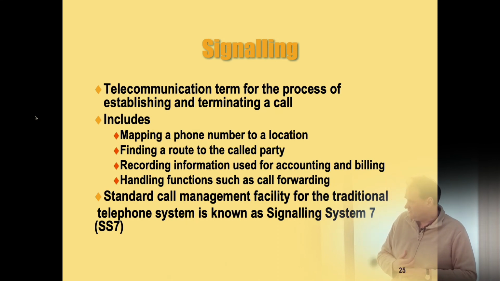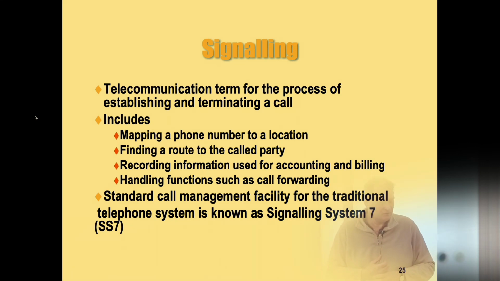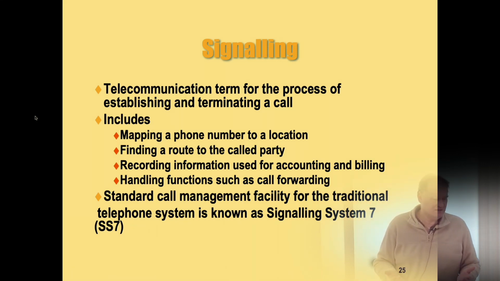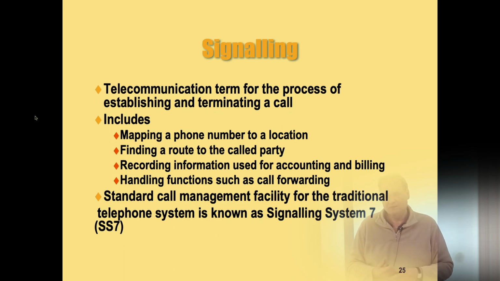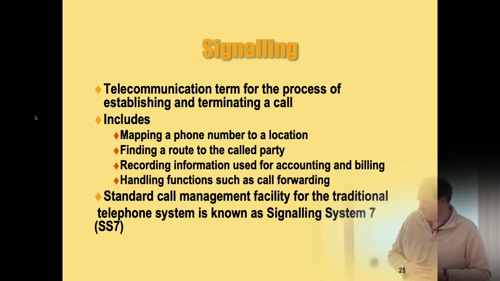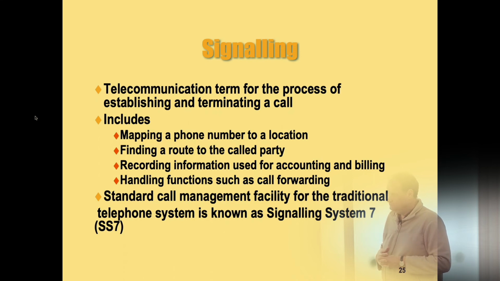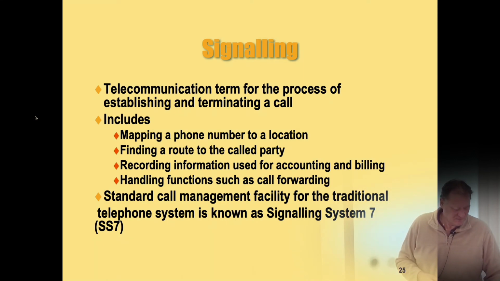Accounting and billing, as I said. Call forwarding could also be something, or different services like having a recording of incoming calls and a notification that I'm on vacation, whatever. All of these different services can also be handled with signaling. In the telephone system, this is called SS7, Signaling System 7. So that is what we use in the normal telephone world.